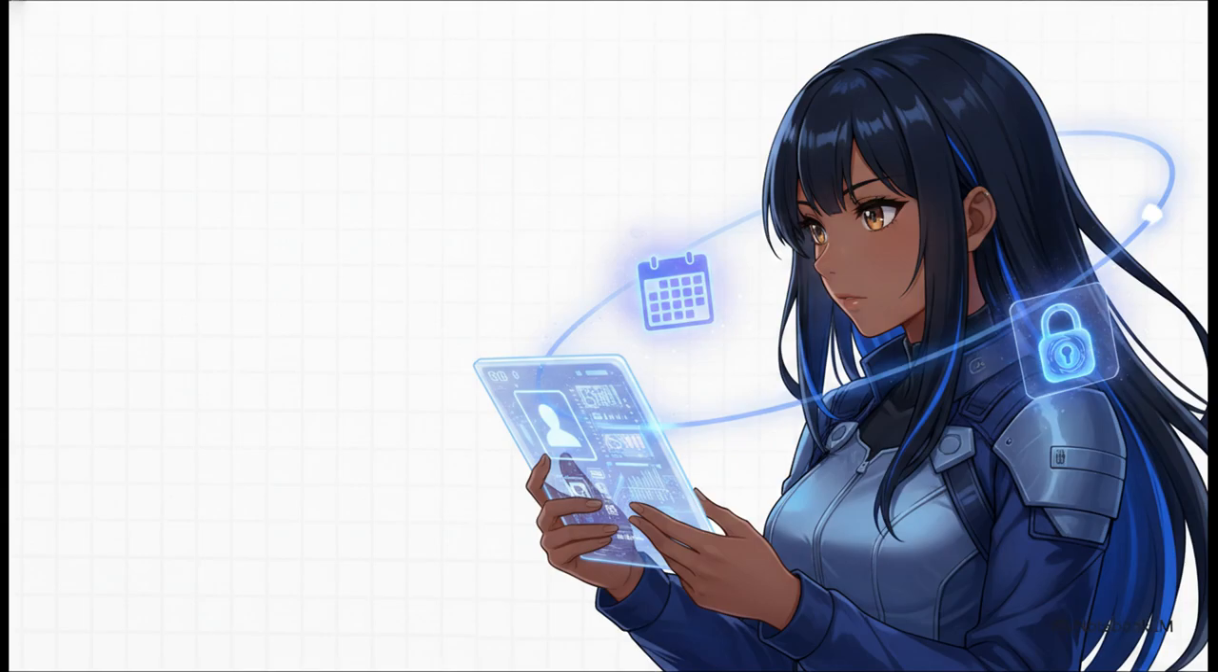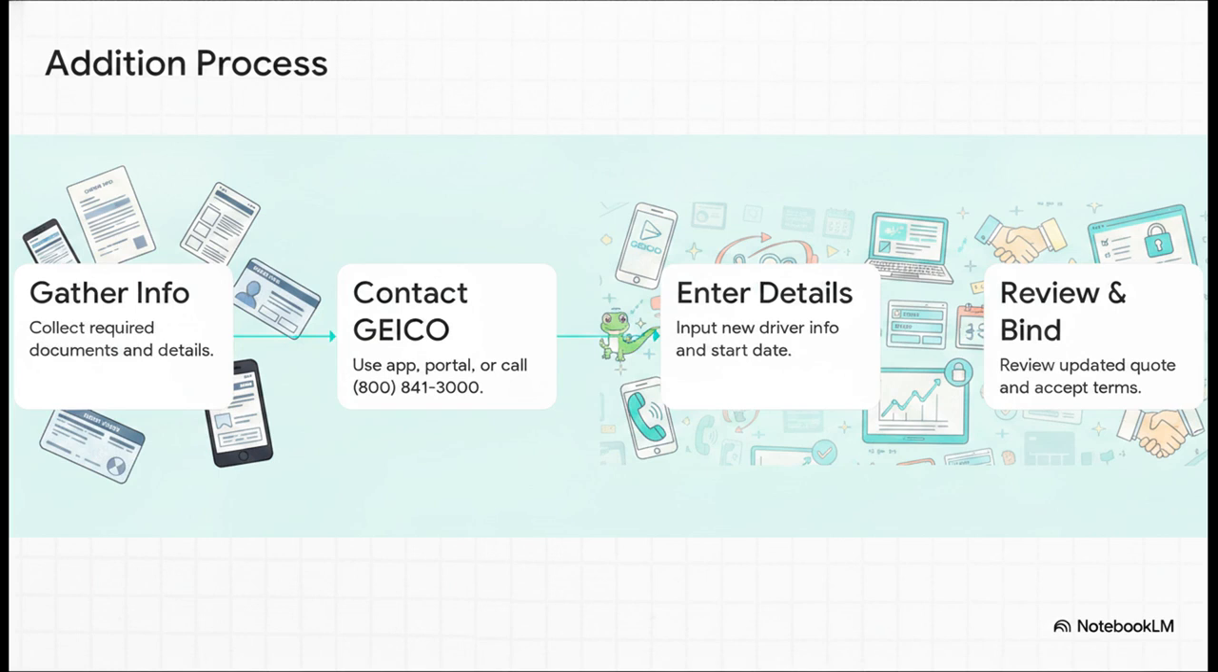Oh, and a quick note on the Social Security number. It is technically optional if you just want to see a quick estimated quote, but it absolutely becomes mandatory to pull their official motor vehicle record and bind that final locked-in rate. The actual procedure itself is incredibly user-friendly.